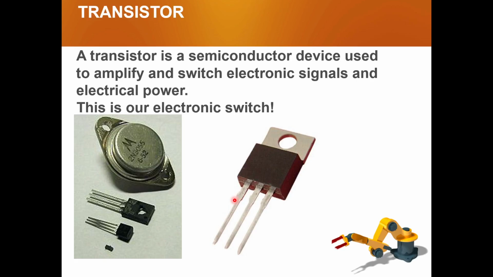So what is a transistor? A transistor is a semiconductor device used to amplify and switch electronic signals and electrical power. This is our electronic switch. You can see we have three legs here. If you have not seen this, I can bet you have seen it at least. It amplifies, meaning it increases or enhances the signal. Or sometimes we need to switch between different signals, so we use transistors.